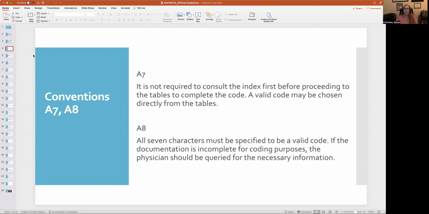Okay. All right. It is important that you remember all 7 characters must be specified as a valid code. This also reminds you that you can take some shortcuts in PCS. Unlike ICD-10-CM, where you must look at the index before you go into, excuse me, the tabular.